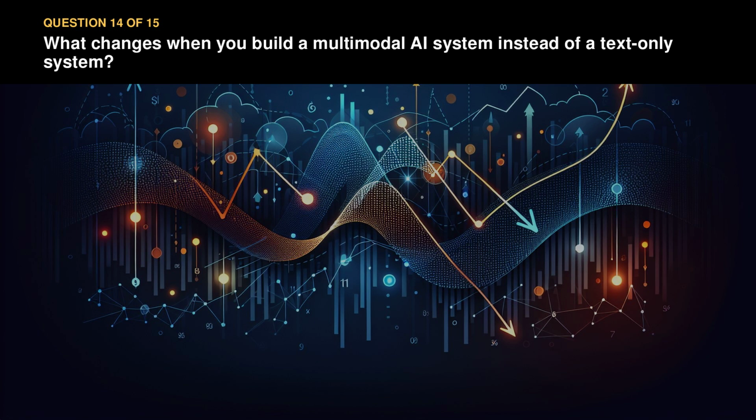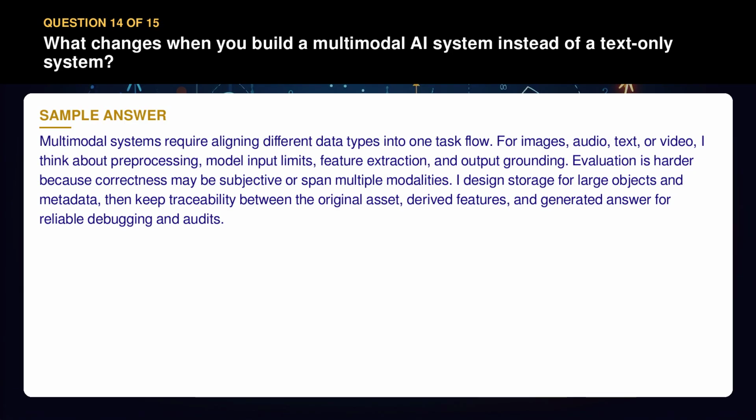Question 14. What changes when you build a multimodal AI system instead of a text-only system? Multimodal systems require aligning different data types into one task flow. For images, audio, text, or video, I think about pre-processing, model input limits, feature extraction, and output grounding. Evaluation is harder because correctness may be subjective or span multiple modalities. I design storage for large objects and metadata, then keep traceability between the original asset, derived features, and generated answer for reliable debugging and audits.